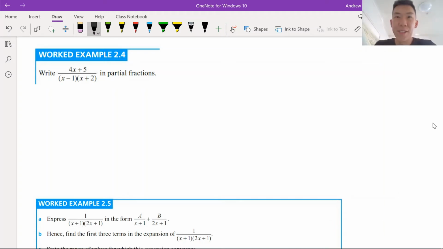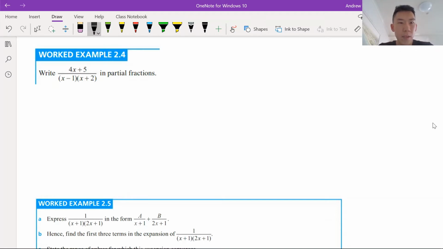Hey team, in this video we're going to be looking at how to split a fraction up into partial fractions. Now there's a few ways to do this, but for this video we're going to use the most efficient way, I think, for these types of partial fractions. And let's just get into it.